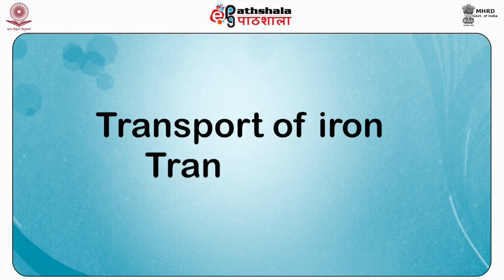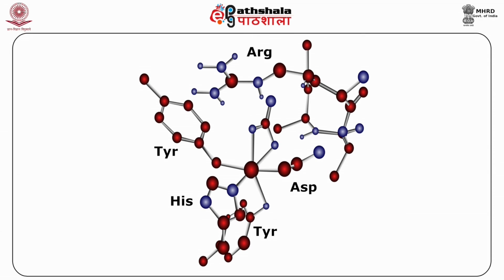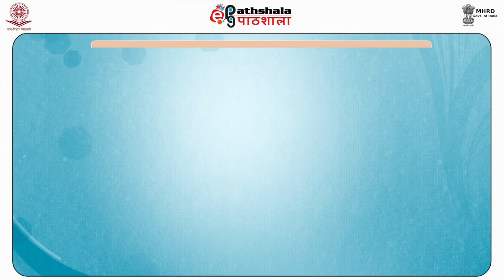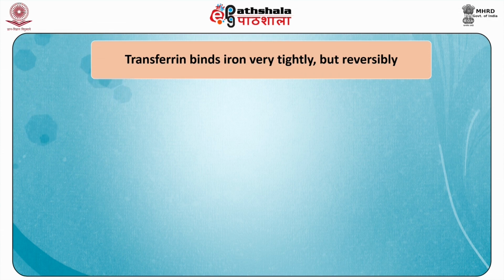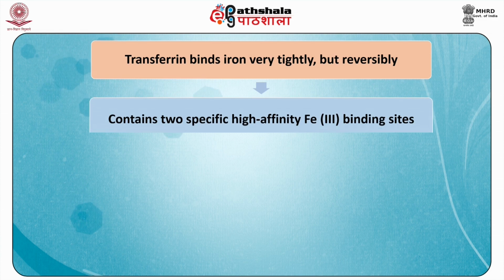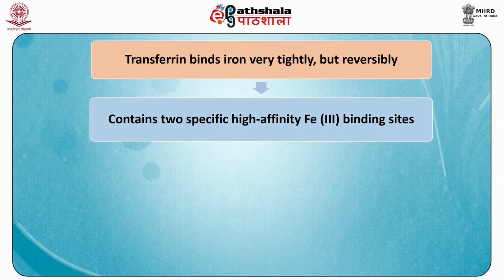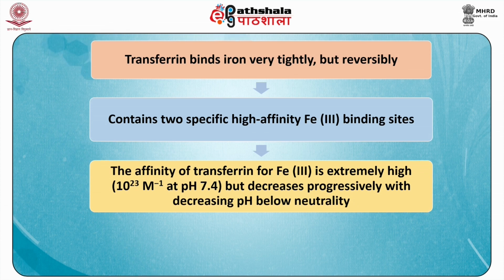Transport of iron, transferrin. Transferrins are iron-binding blood plasma glycoproteins that control the level of free iron in biological fluids. Transferrin binds iron very tightly but reversibly. It contains two specific high-affinity iron 3 binding sites. The affinity of transferrin for iron 3 is extremely high but decreases progressively with decreasing pH below neutrality.